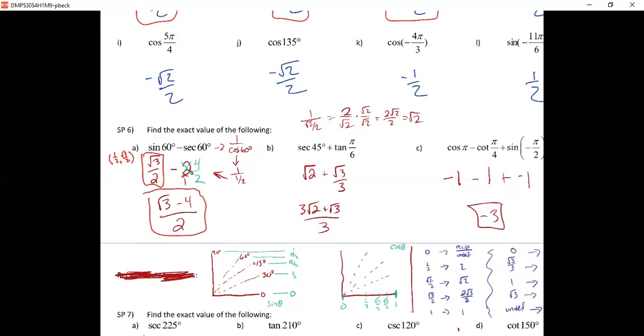45 degrees, secant is going to be the reciprocal, as you can see here, of square root of 2 over 2. And that's because that's a 45-degree angle.